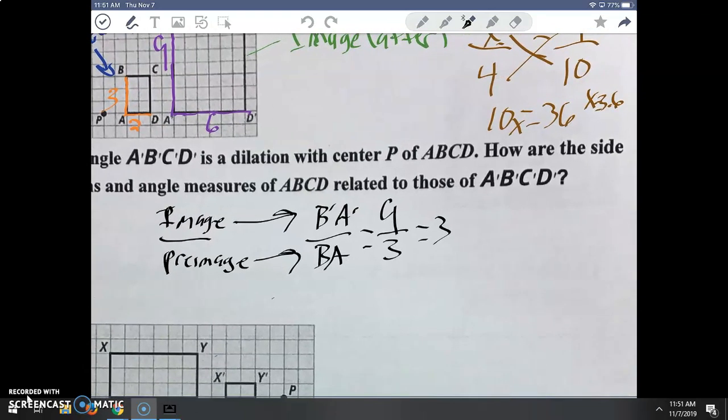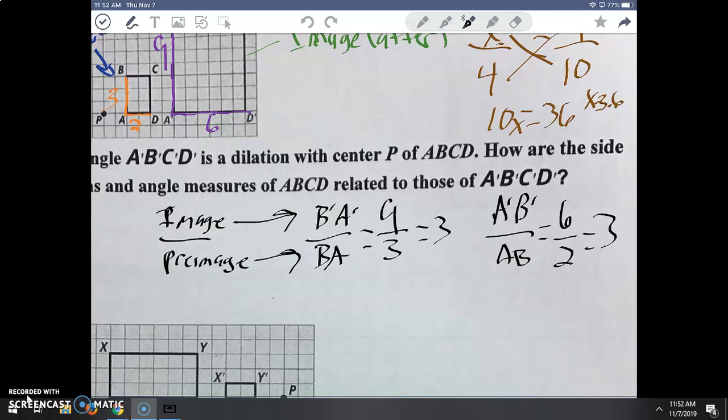Let's do the same thing if we did AB. If we have A prime B prime over AB, you end up with 6 over 2, which is also 3. It's the same ratio. If you have everything to be the same ratio, then yes, this is considered similar. When we talk about things being similar, all the angles are the same, but the sides are different.